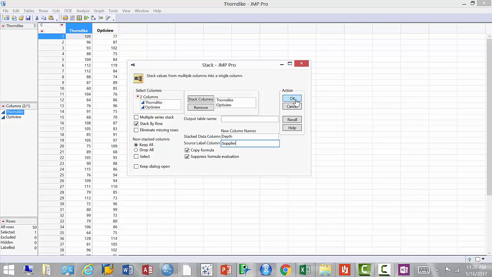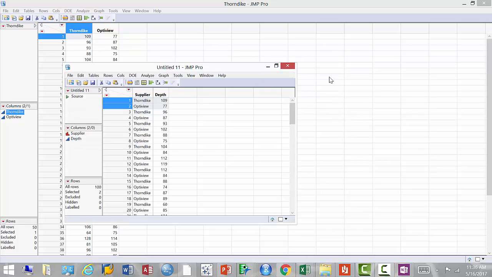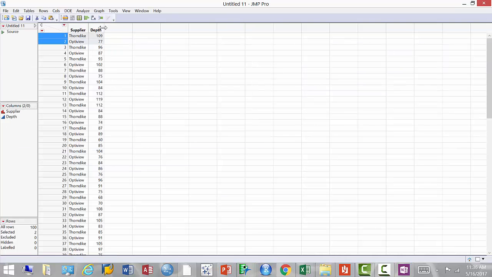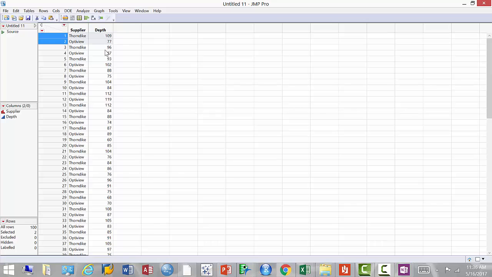So after I click OK, it will actually create a new worksheet for me, new data table. So it keeps my old data intact, doesn't mess with it. It creates a new data table for me. And you can see that here is my column that I named depth. These are the actual measurements, right, in numerical data, okay? And the second column is just my supplier label.